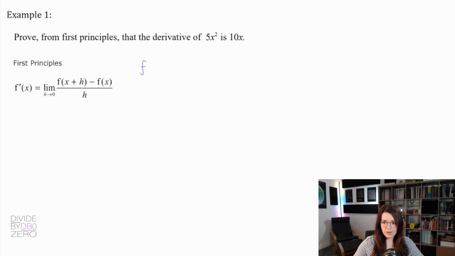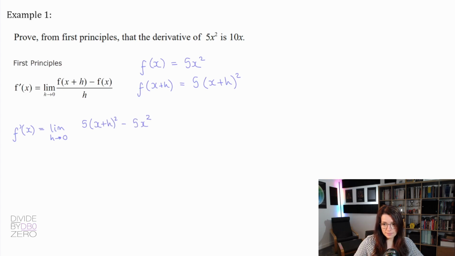Then I like to define what f of x is. So in this case, the function that they want us to differentiate is 5x squared. Underneath that, I usually write f of x plus h, and that's just replacing the x with x plus h. I then copy the formula out, replacing the relevant parts. So f of x plus h is now 5 brackets x plus h squared minus f of x, which is 5x squared, all over h.